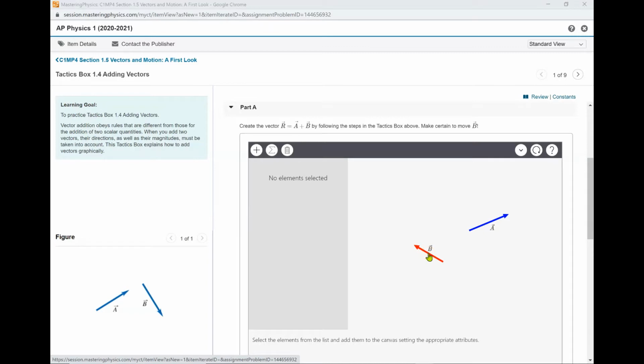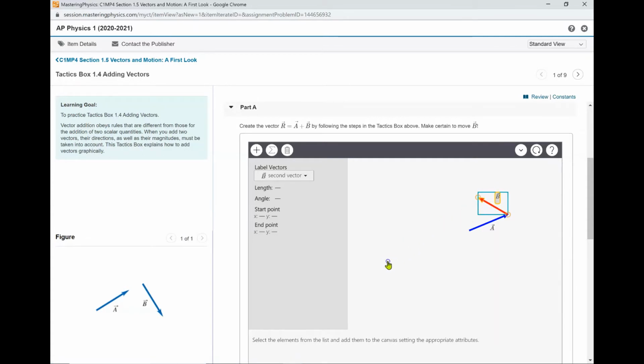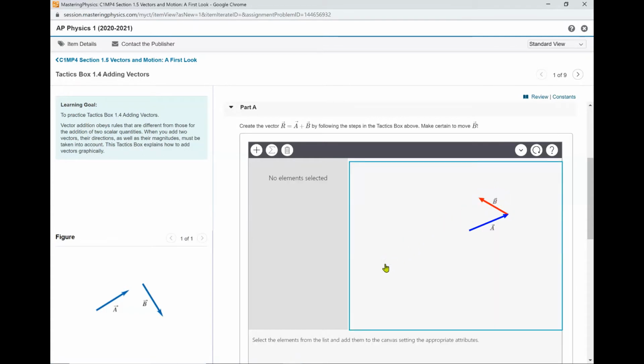So we're going to grab B, and we slide it without changing its direction or magnitude. And what we're going to do is take the tail of B and put it right to the tip of A. This graphical method of adding vectors is called tip to tail. I would call it tail to tip, but nobody asked me.